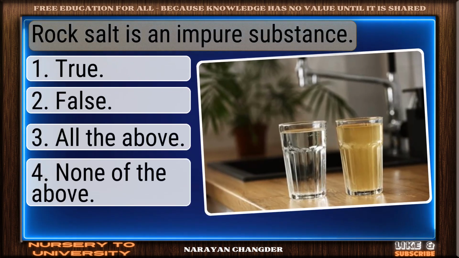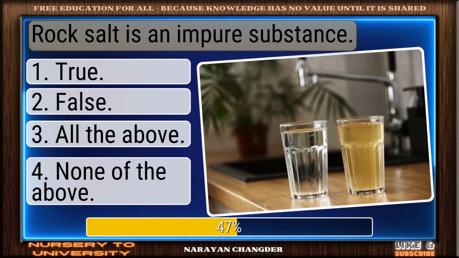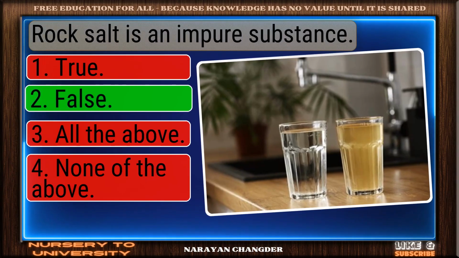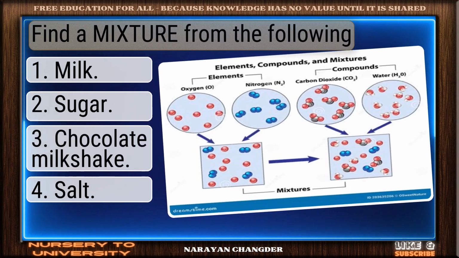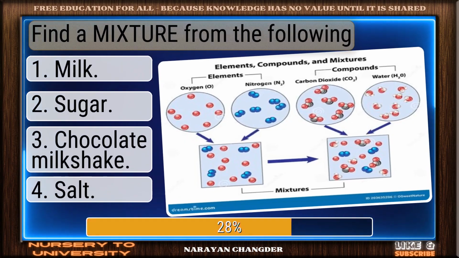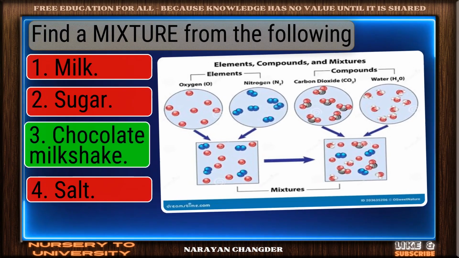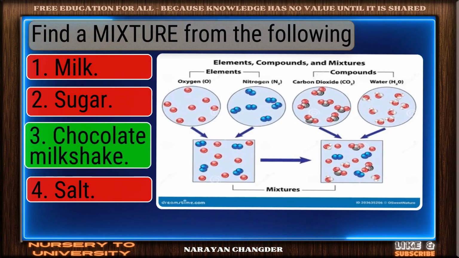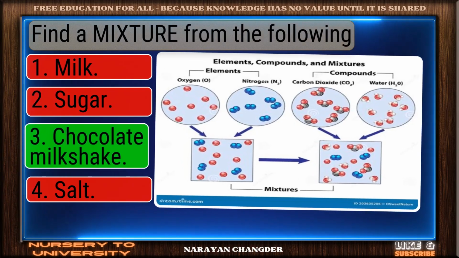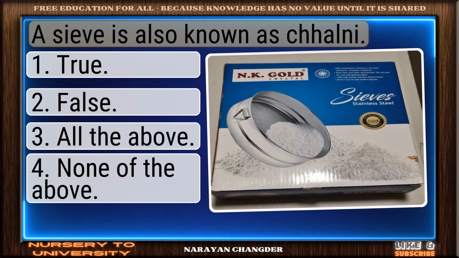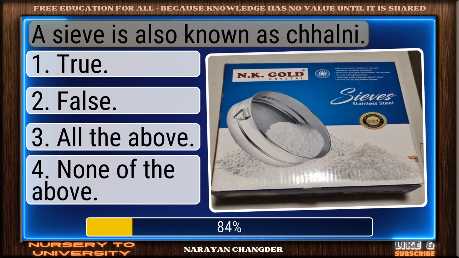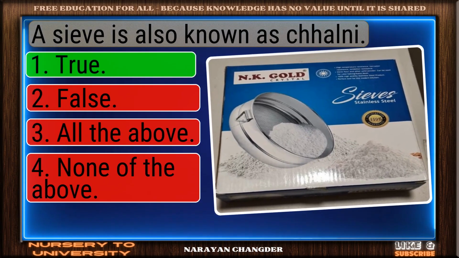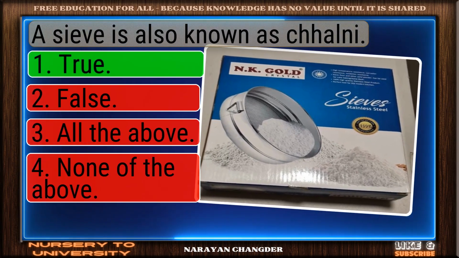Rock salt is an impure substance. Smart move. False is an accurate answer. Find a mixture from the following. Good job. Your answer, chocolate milkshake, works well here. A sieve is also known as chalni. Great thinking. True is the right choice.